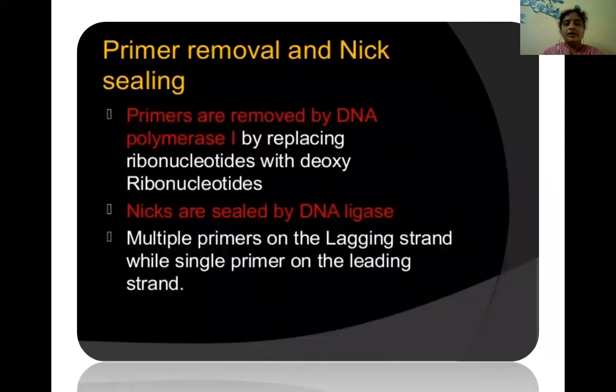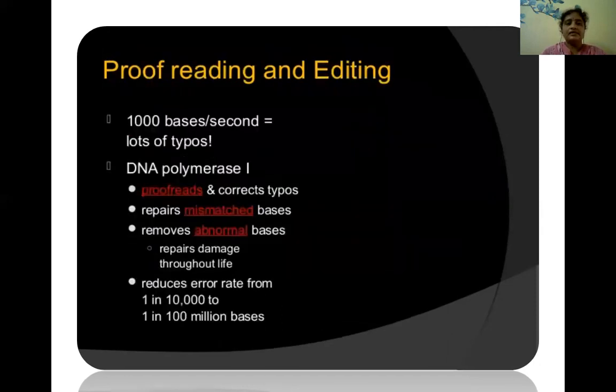Next, primer removal and nick sealing step. The primers are removed by DNA polymerase 1 by replacing ribonucleotides with deoxyribonucleotides. Nicks are sealed by the DNA ligase. DNA ligase acts as the glue which joins the leading and lagging strands. Multiple primers on the lagging strand, while a single primer on the leading strand.